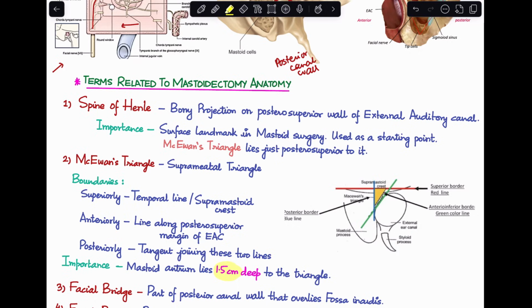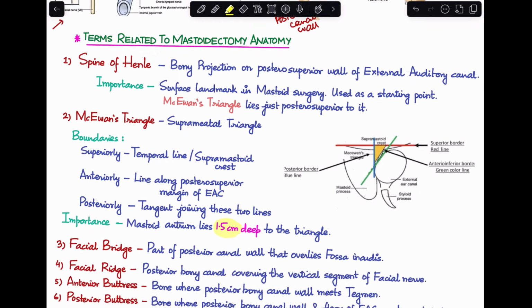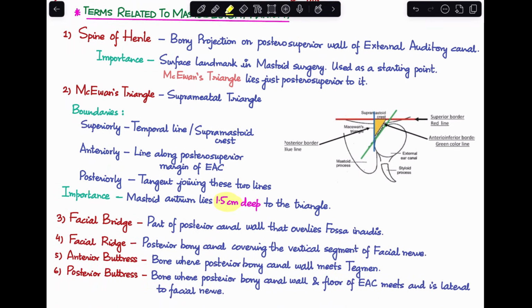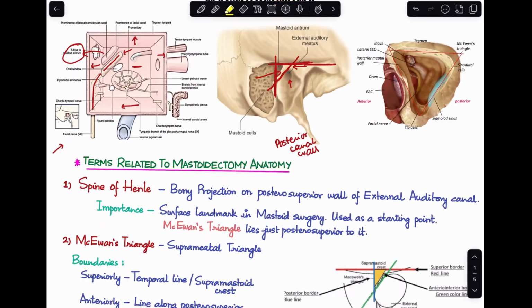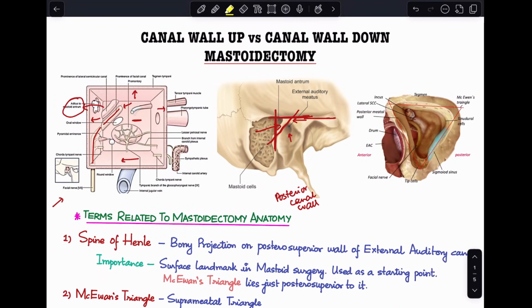Next, there are some more terms that we need to know, like facial bridge or facial ridge, and anterior and posterior buttress. We'll look at each one of these because this will be important when you learn the steps of mastoidectomy. Before that, we should first know what each anatomical structure is. First is the facial bridge. The facial bridge is that part of the posterior bony canal which overlies the fossa incudis.